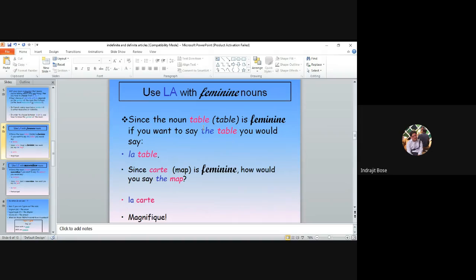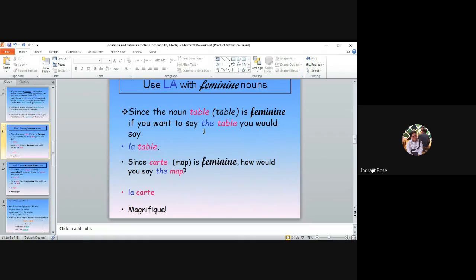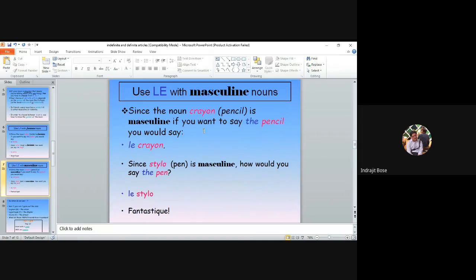Carte, or map, is feminine. How would you say the map? You have to say la carte. Magnifique. Now, on the use of le with masculine nouns: since the noun crayon, or pencil, is masculine, if you want to say the pencil, you have to say le crayon.